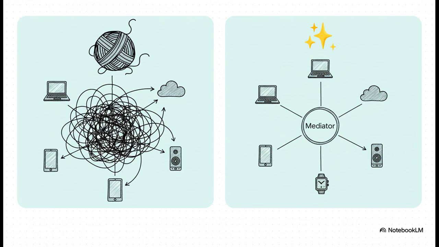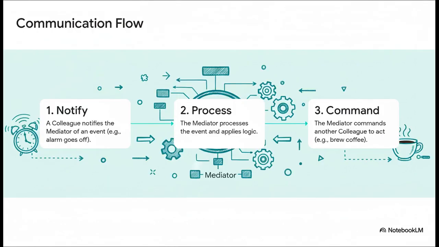On one side, you've got chaos. Everything is tightly coupled, totally dependent on everything else. On the other side, with a mediator, you get order. Communication is organized, the components are loosely coupled, and the whole system becomes incredibly easy to maintain and expand. Want to add that smart fridge now? No problem. You just teach it to talk to the mediator, and you're done. The flow of communication becomes beautifully simple.